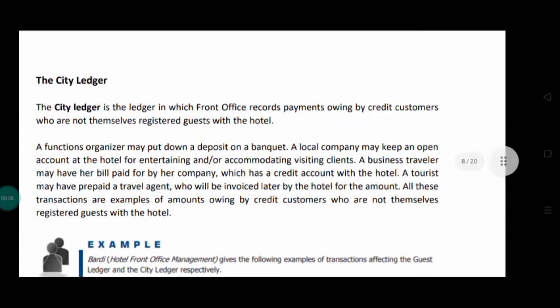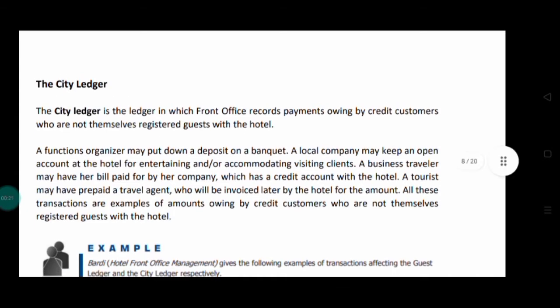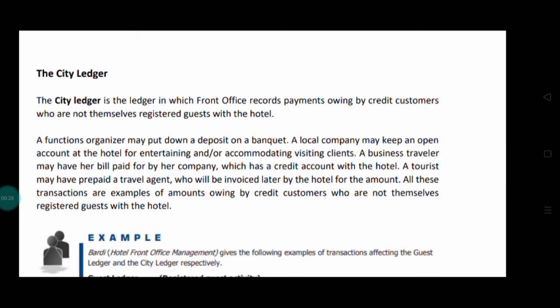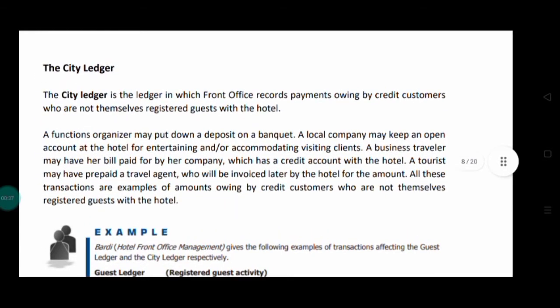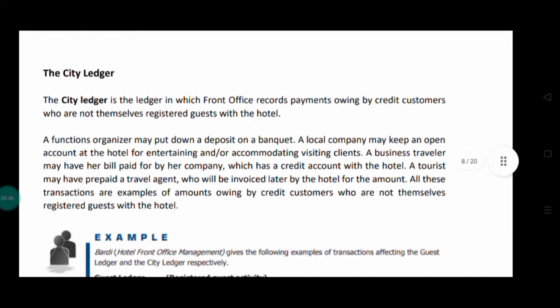So, the city ledger. The city ledger is the ledger in which front office records payments owing by credit customers who are not themselves registered guests with the hotel. So a functions organizer may put down a deposit on a banquet. A local company may keep an open account at the hotel for entertaining and or accommodating visiting clients.